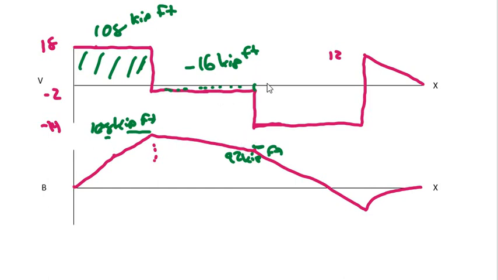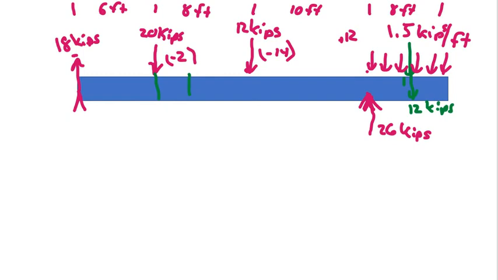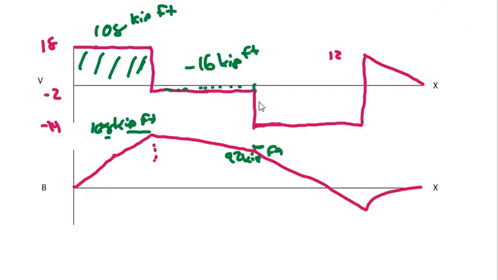The next one is 14 times 10. So this is an area of negative 140 kips feet. Well, it was at 92, and it's going to go down 140. So 92 minus 140, the area is the change. So this gets to negative 48 kips feet.